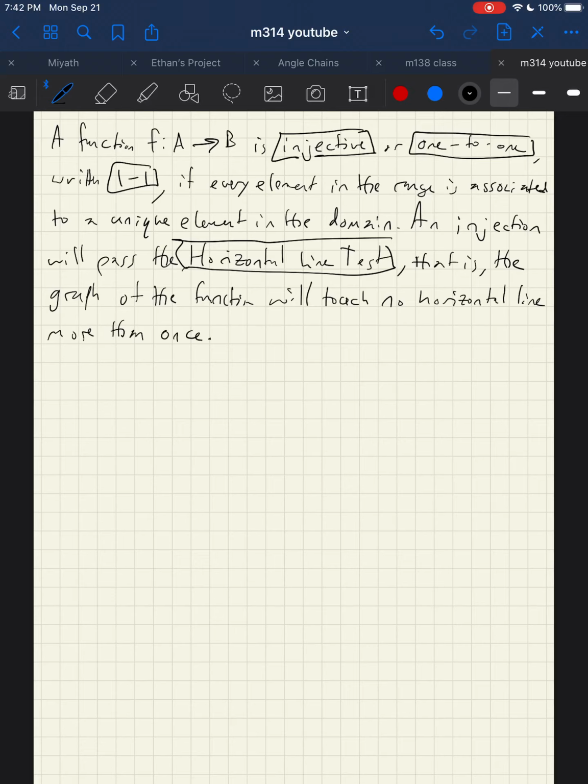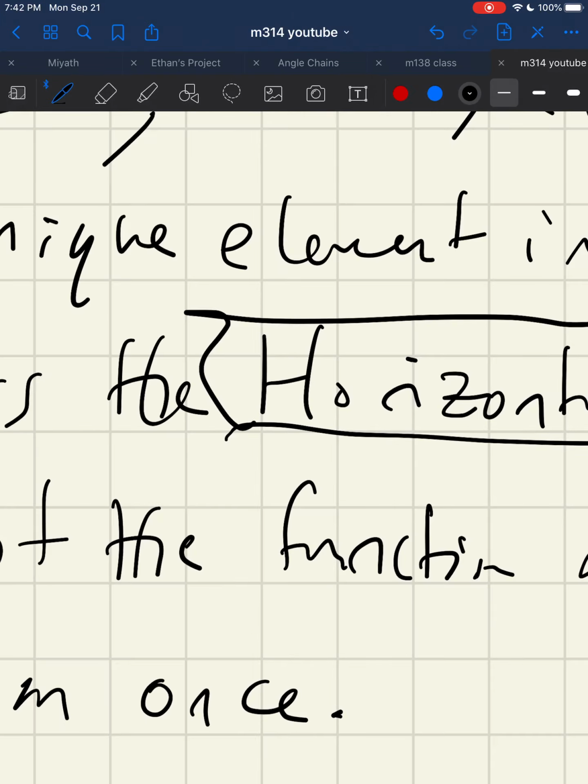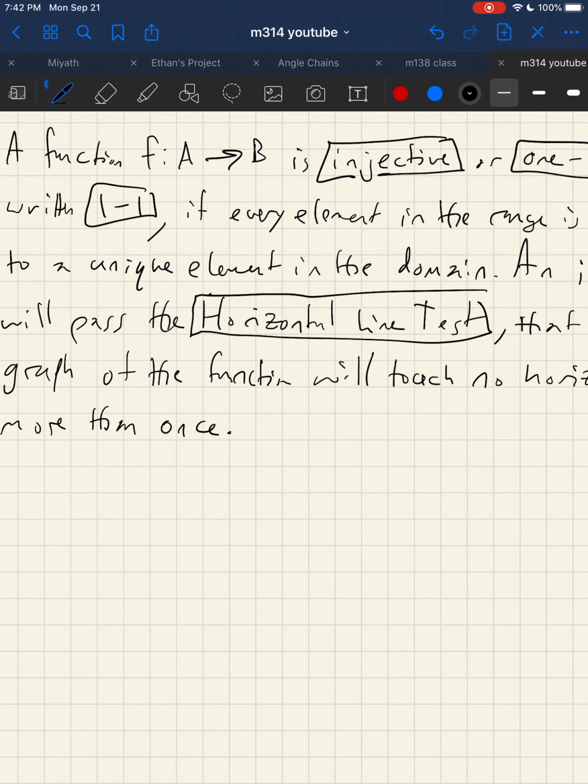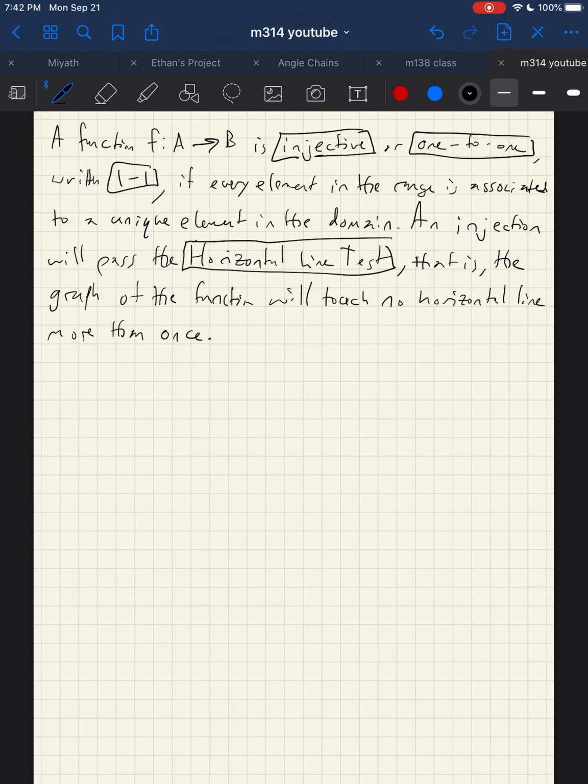So this is a lot like the vertical line test. With the vertical line test, if the graph of your function touches no vertical line more than once, then it's a function. If a graph touches a vertical line more than once, then it's not a function, it's just a relation. If a graph touches no horizontal line more than once, then in addition to being a function, it's a special type of function called a one-to-one function or an injection or an injective function.